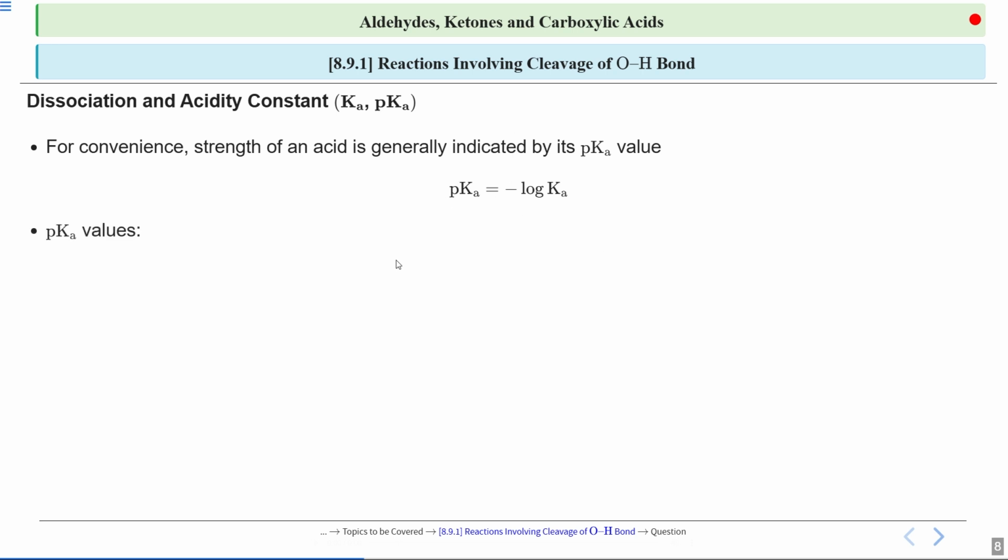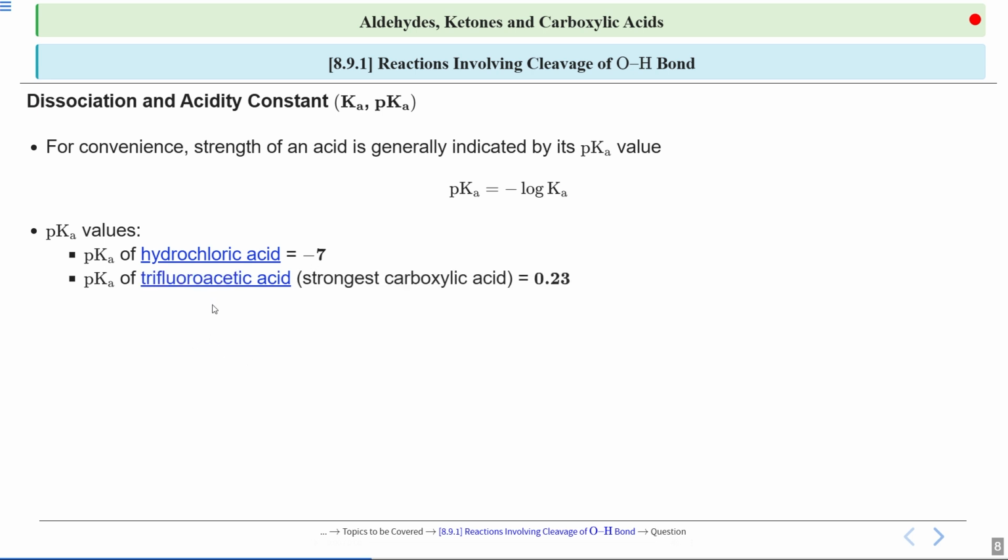Now we will see the pKa values for different acids. The pKa value of hydrochloric acid is -7. Now see, it is -7. This indicates that hydrochloric acid is a very strong acid. Next, if we talk about trifluoroacetic acid, this is the strongest carboxylic acid, and its pKa value is 0.23. So this shows that trifluoroacetic acid is also a very strong acid, but it is not as strong as hydrochloric acid.